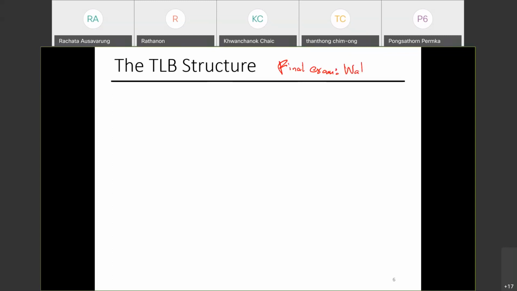What is a TLB? Can't be more obvious than this. Can someone tell me what is the TLB? I'm not going to answer, now that I tell you it's going to go into the final exam, until someone here answers. Okay, translation look-aside buffer. Awesome. All right, you get the acronym. What does it do?